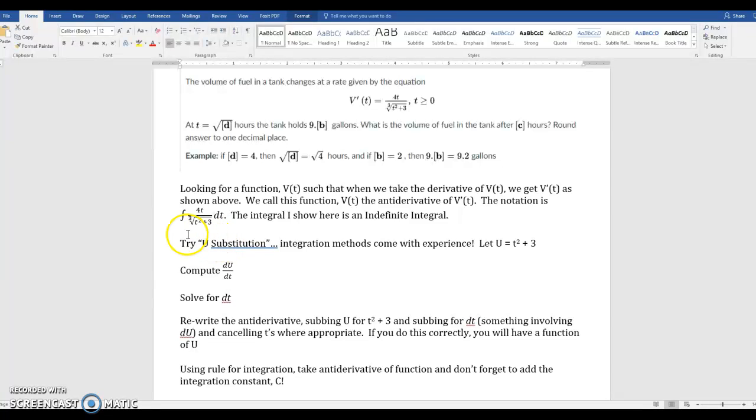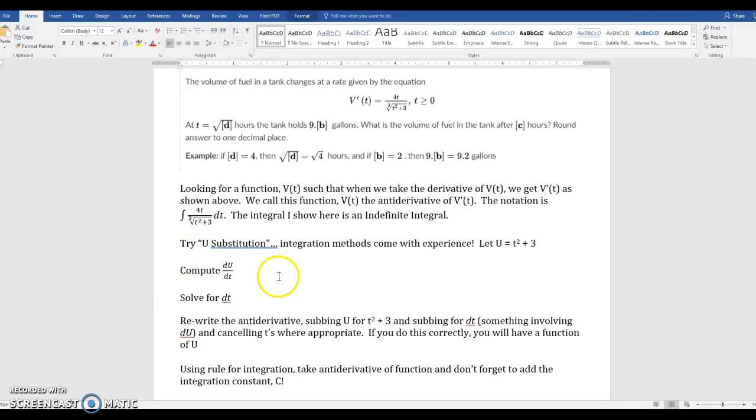So here's what we're going to do. We're going to use this U substitution. And this integration comes with experience. As I mentioned here, there's all types of rules that you will have. And what I would encourage you to do is let U equal t squared plus 3. So we're going to set up an integral here. Instead of t squared plus 3, you will have U.